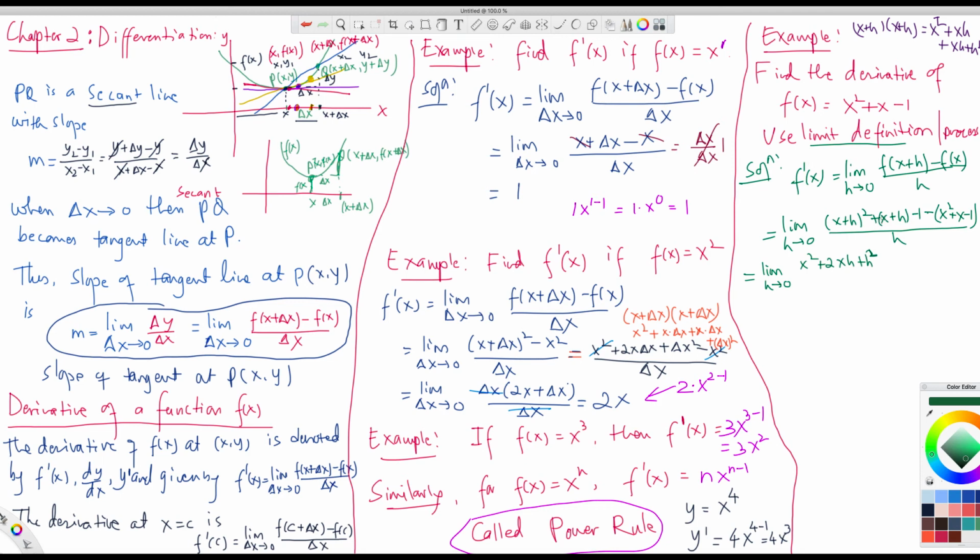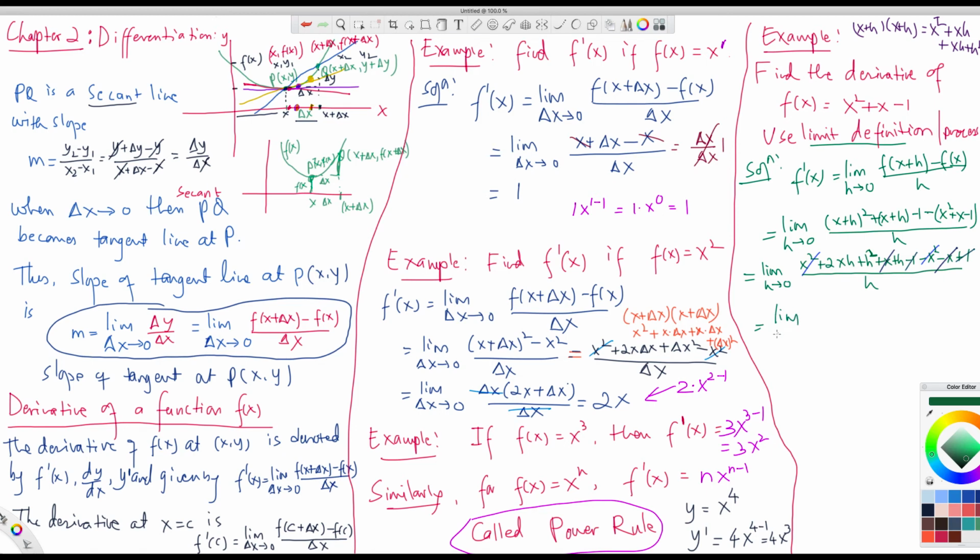And you distribute that positive sign to x and h, plus x plus h minus 1, and then again you distribute that negative sign here, negative x squared minus x plus 1, divided by h. Okay, now how do you simplify? You cancel out that positive 1 and negative 1, right? Also you cancel out negative x and positive x. Also you cancel out negative x squared and positive x squared. So what is left there?